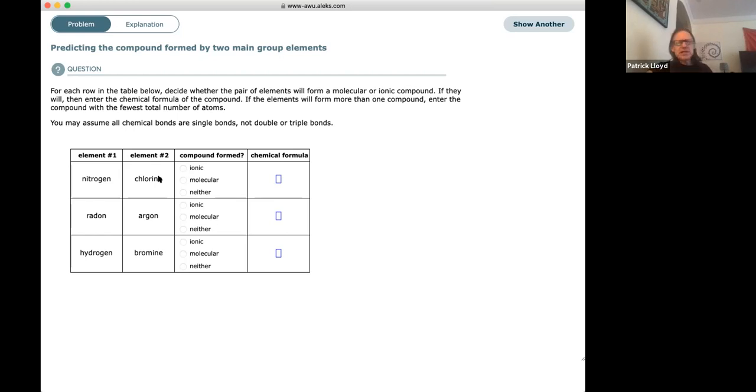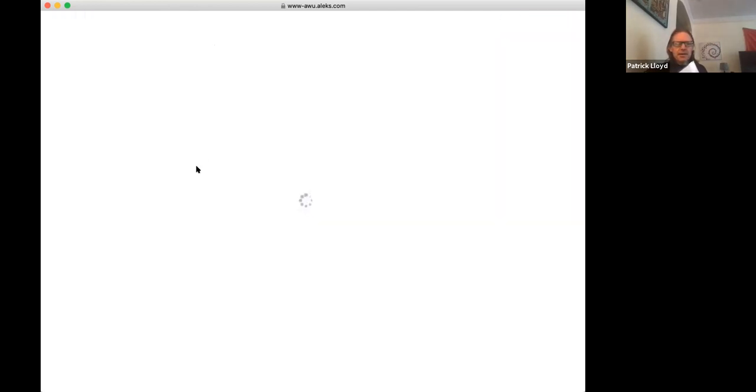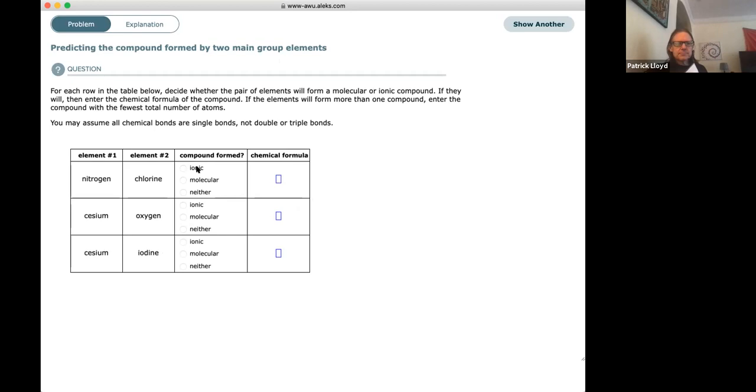But I do want to draw your attention to the middle one here. This is an interesting one. This is a noble gas. Radon is a noble gas, and argon is a noble gas. So in general, we would claim that noble gases don't form compounds. So neither. It's not going to be ionic. It's not going to be molecular. It's going to be neither. Okay, pretty much the same idea. Okay, that's good.